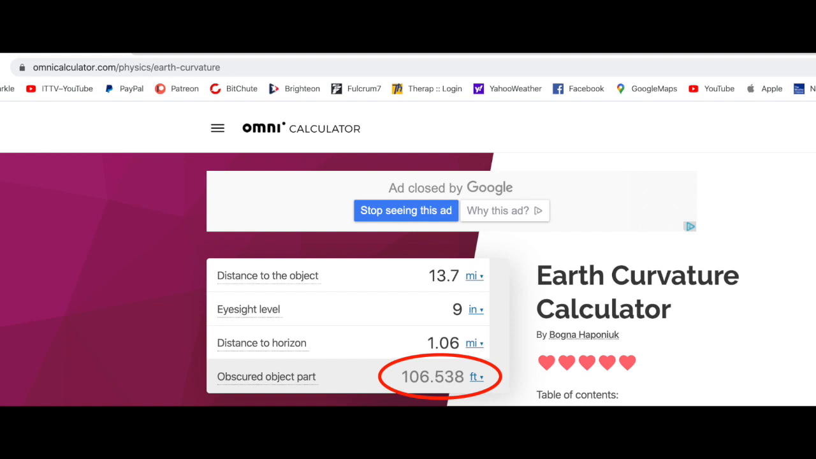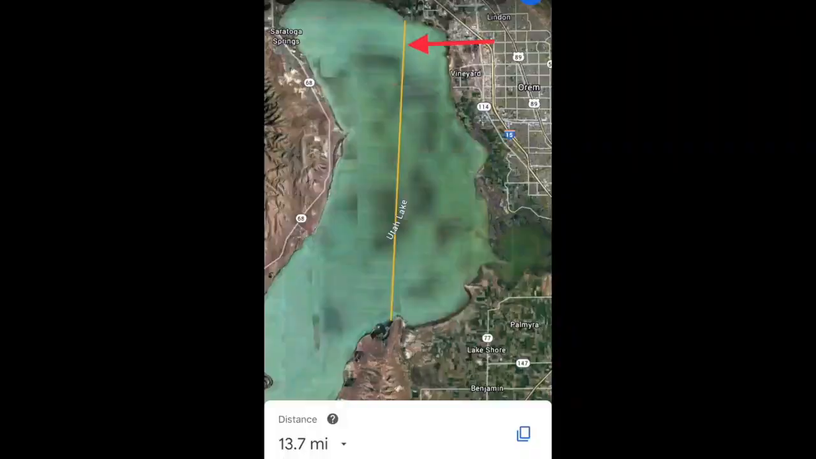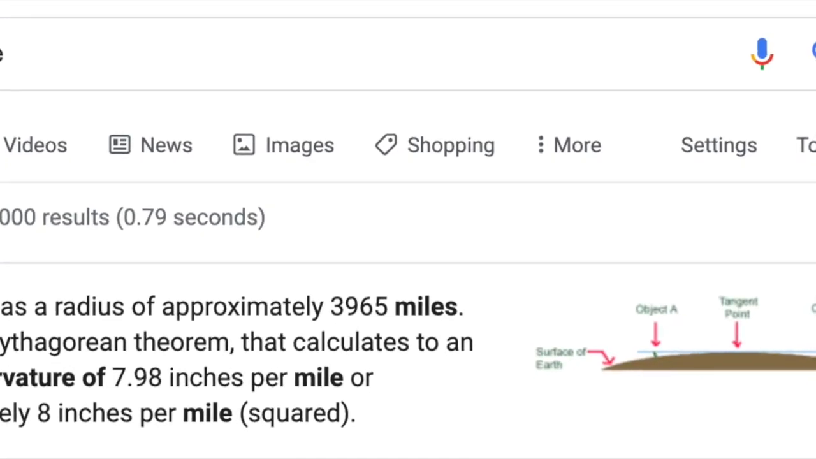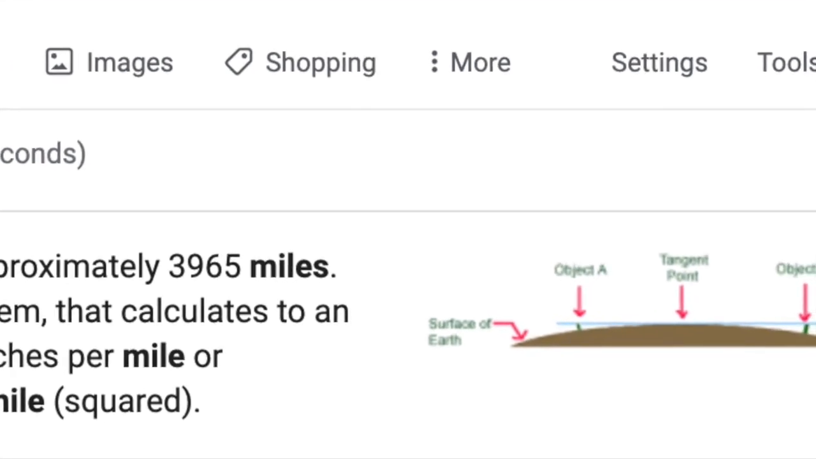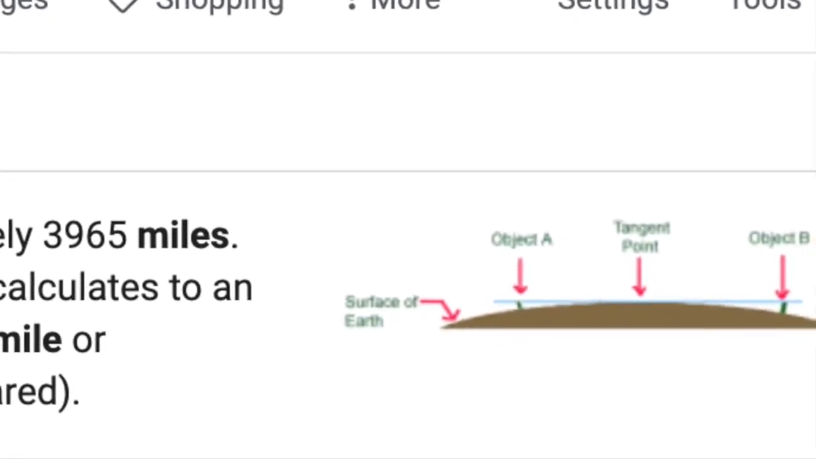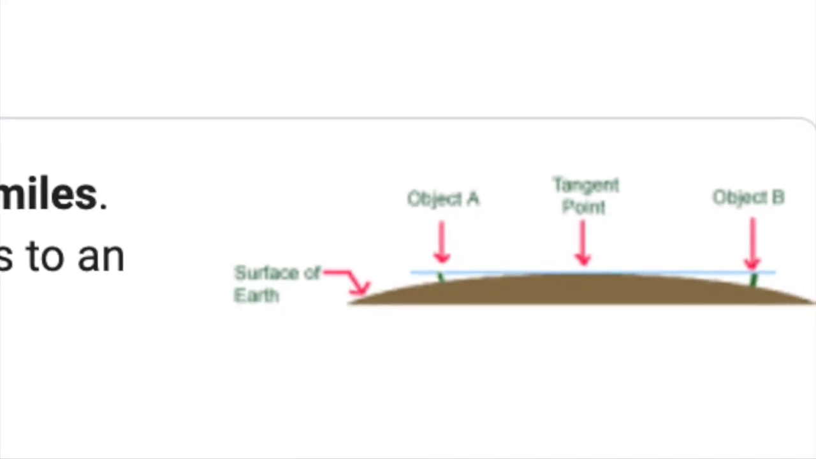Now there's something in these calculations I wanted to point out. Notice it says that my horizon is only 1 mile away. That means my horizon would be right about here, about 1 mile in front of me. That would mean that about 1 mile in front of me is the tangent point, in which it starts to block any object behind it. The further it goes behind my tangent point, the more it's blocked.